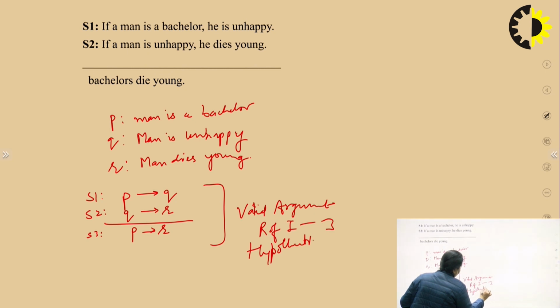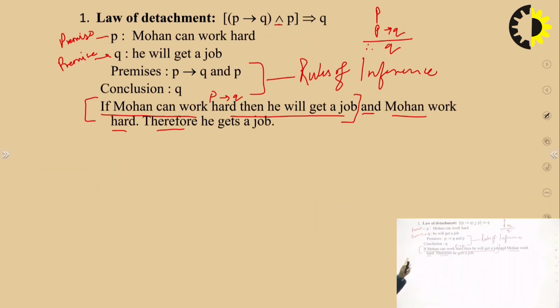hypothetical syllogism. So we have done up till check 2. First one is the law of detachment, or we can say this is modus ponens.